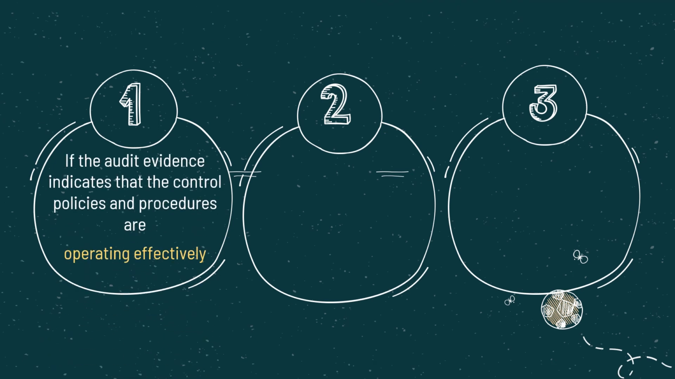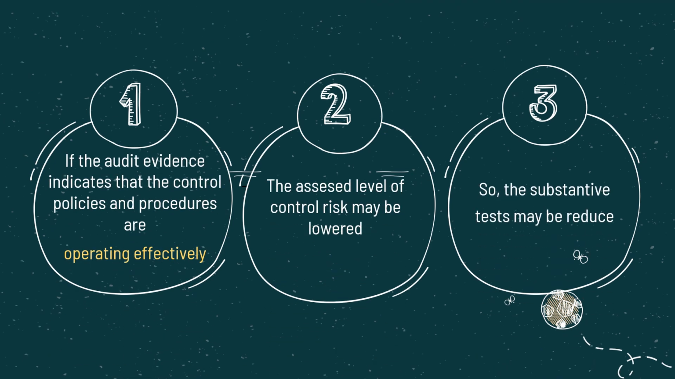Lastly, if the audit evidence indicates that the control policy and procedure are operating effectively, the assessed level of control risk may be lower, so the substantive test may be reduced.